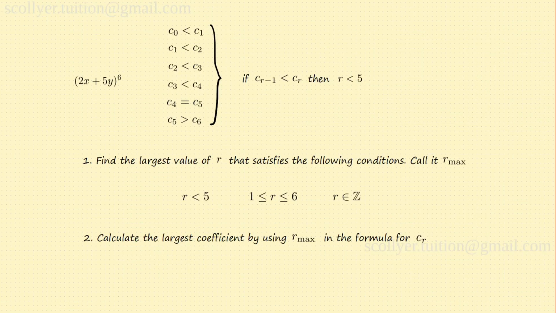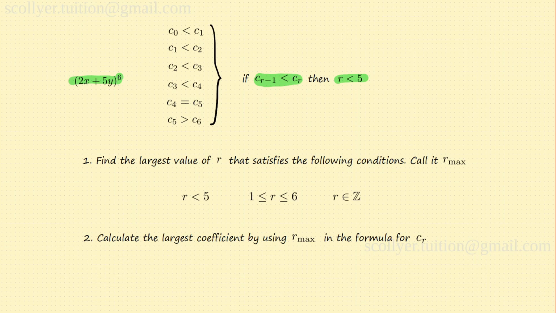So we want to find the largest coefficient in the expansion of (2x + 5y)^6. What we will do is show that c_{r-1} being less than c_r tells us that r must be less than 5. Then to find the largest coefficient, there are two steps.